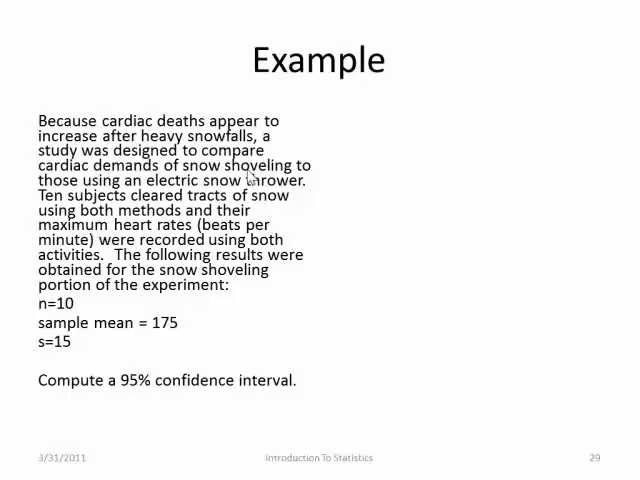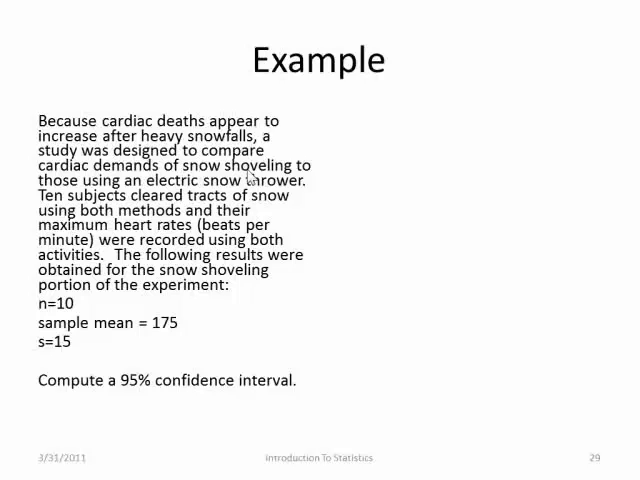Because cardiac deaths appear to increase after heavy snowfalls, a study was designed to compare cardiac demands of snow shoveling to those using an electric snow thrower. 10 subjects cleared tracts of snow using both methods, and their maximum heart rates were recorded using both activities. The following results were obtained for the snow shoveling portion of the experiment. So n is 10, the sample mean is 175, and s is 15. We would like to compute a 95% confidence interval.